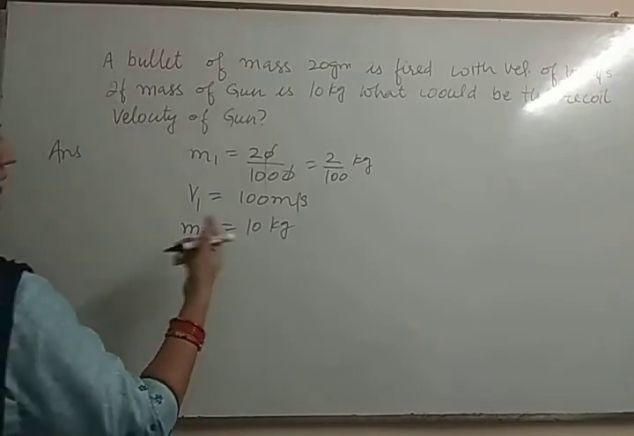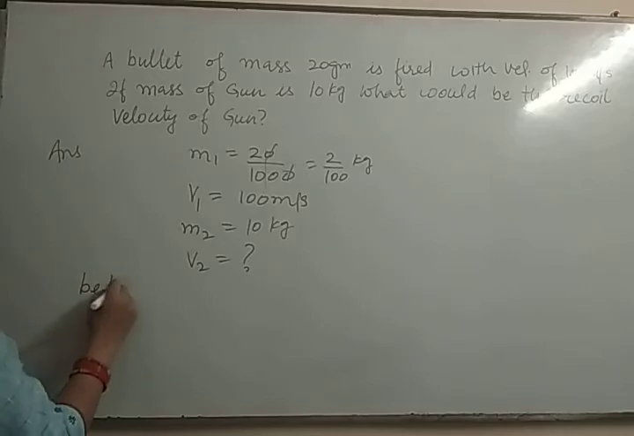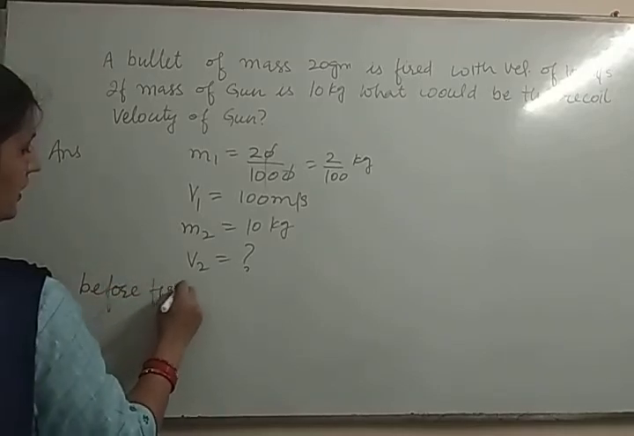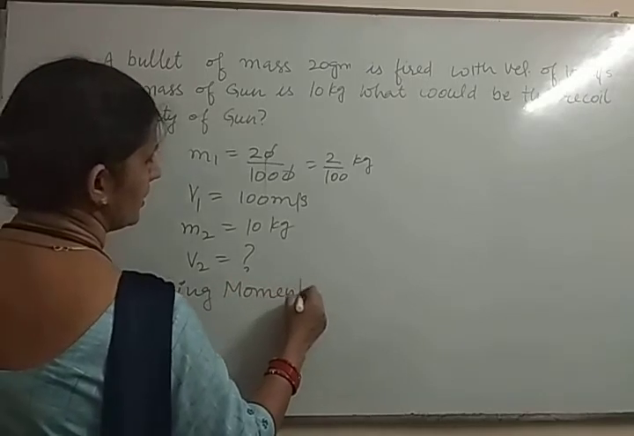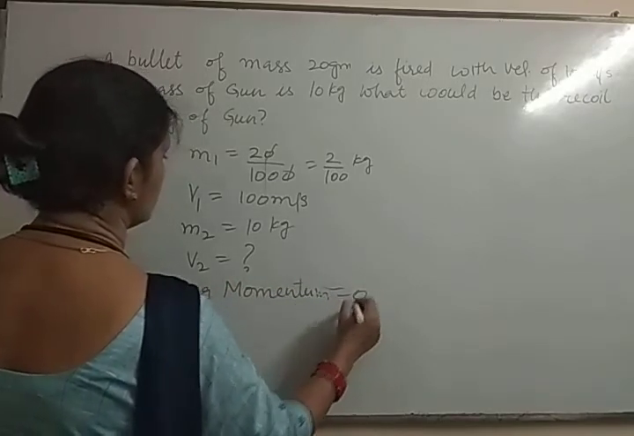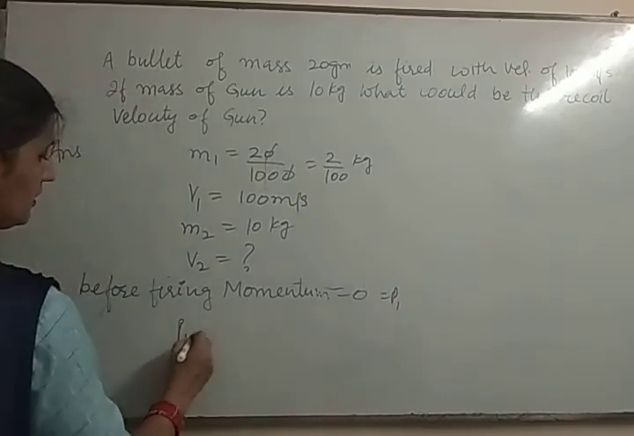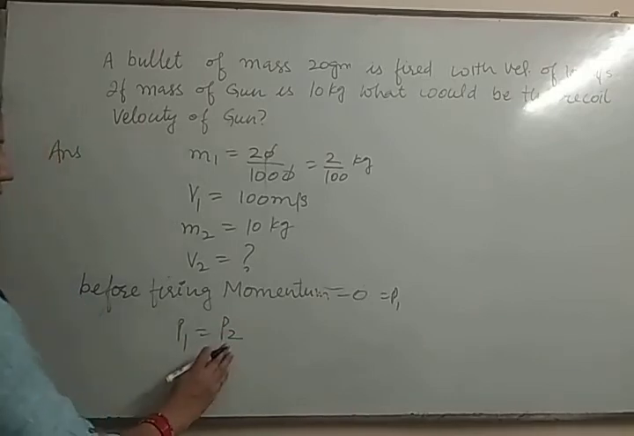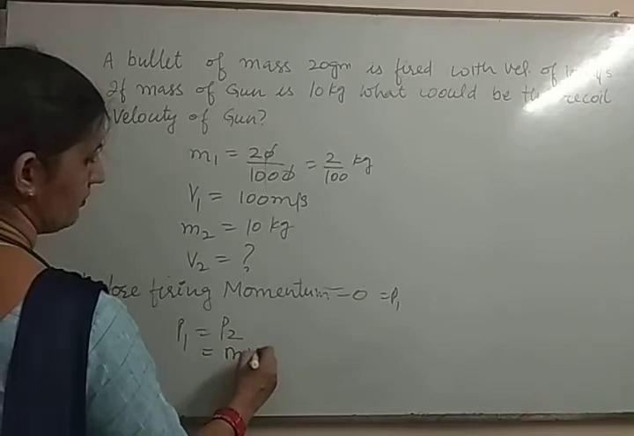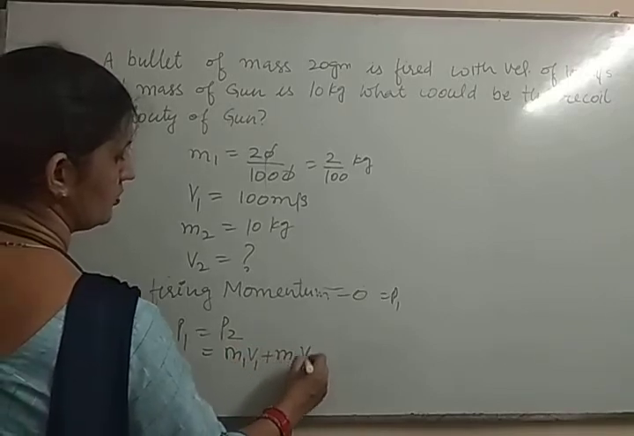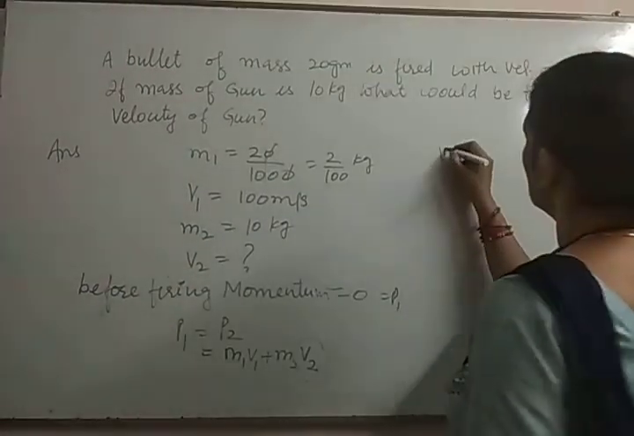Now you have to find the velocity v2 of gun. Before firing, the whole system is at rest. So before firing, the total momentum is 0 and suppose this is P1. This P1 is equal to P2. P2 is what? The total momentum after firing, and that is m1 v1 plus m2 v2, and you have to find the velocity v2.